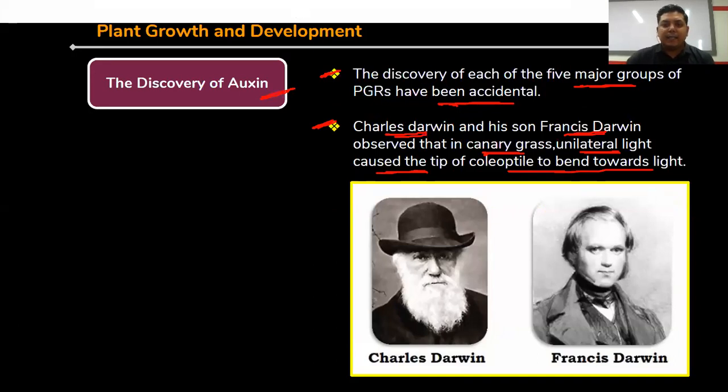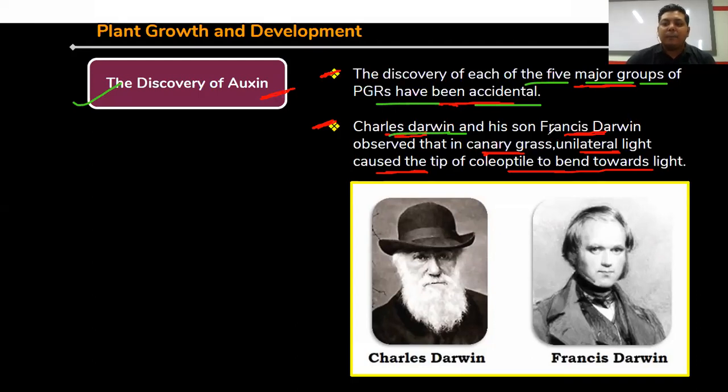So the first one is auxin. Discovery of auxin. The discovery of each of the 5 major groups of plant growth regulators has been accidental. So these 5 plant growth regulators were discovered accidentally. The first one is auxin. So Charles Darwin, right? Already you have learned about Darwinism or Darwin's theory of evolution in the evolution chapter in class 12. So again, this Darwin is present here in case of auxin.